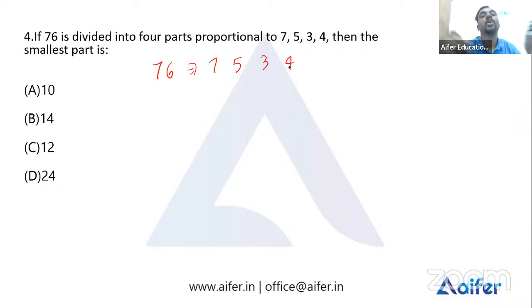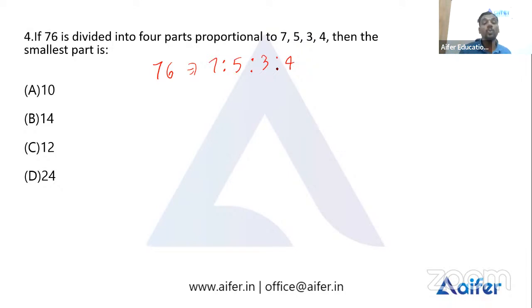Which means 76 is divided into 4 parts, in the ratio 7 is to 5 is to 3 is to 4. Then the question is, what is the smallest part?